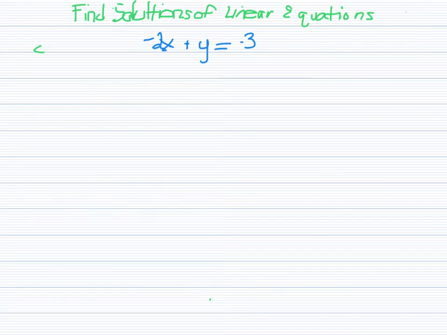Now we're going to try to find solutions of linear equations and figure out which ordered pairs would work. So our equation is negative 2x plus y equals negative 3. The first thing you do is write it out in function form, which is what we have here, but we'll rewrite it. Negative 2x plus y equals negative 3. Okay, now we're going to add 2x to each side.